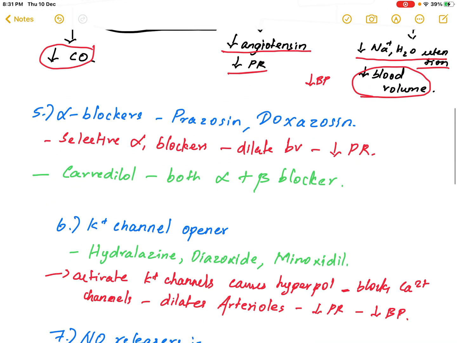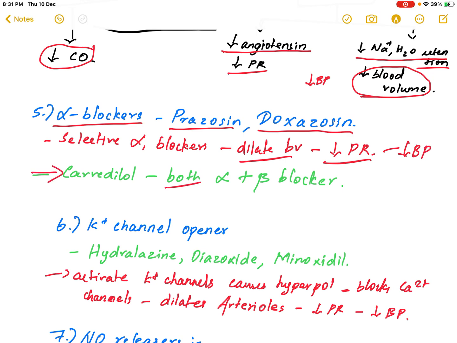So the fifth drug we see here are alpha blockers. The examples include prazosin and doxazosin. They are selective alpha-1 blockers. They dilate the blood vessels. By dilating the blood vessels, they decrease the peripheral resistance, and decreased peripheral resistance leads to decreased blood pressure. And a special mention for carvedilol, because it has both alpha and beta blocking ability, but predominantly it acts as a beta blocker.